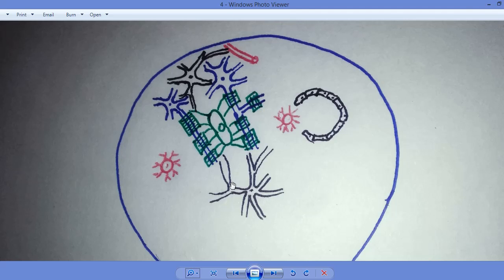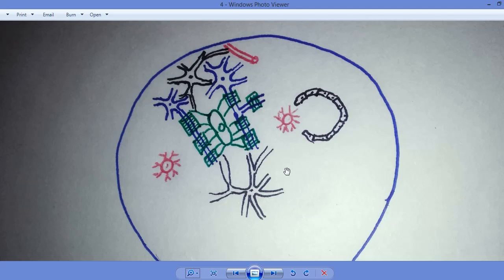So the third function of this astrocyte is it provides support to the oligodendrocyte also. You can see over here that it provides support to the oligodendrocyte in terms of nutrition, in terms of various other protections.